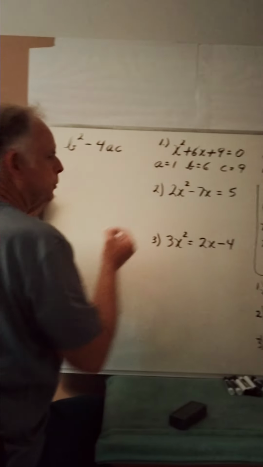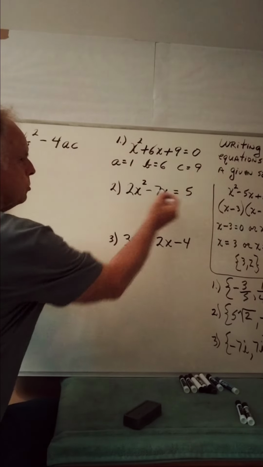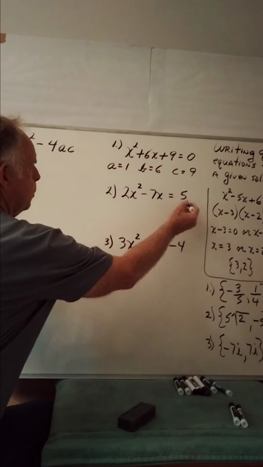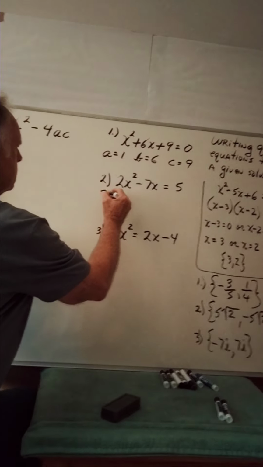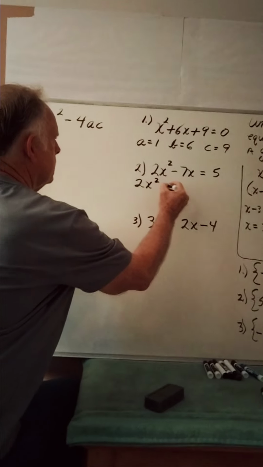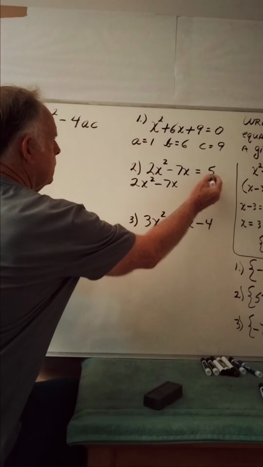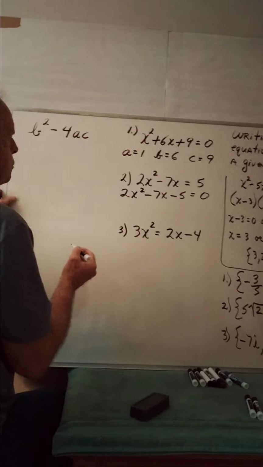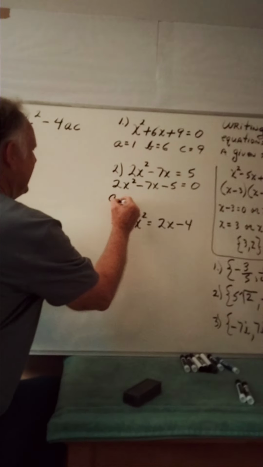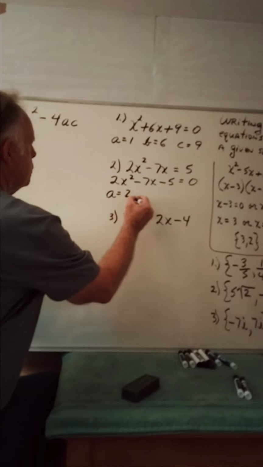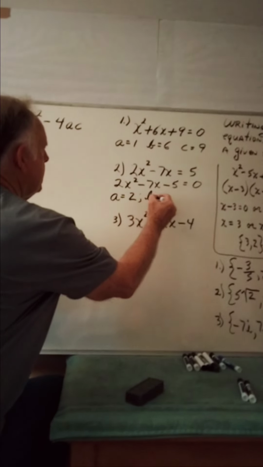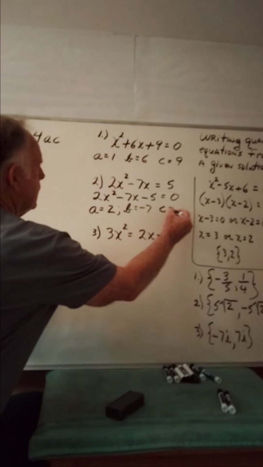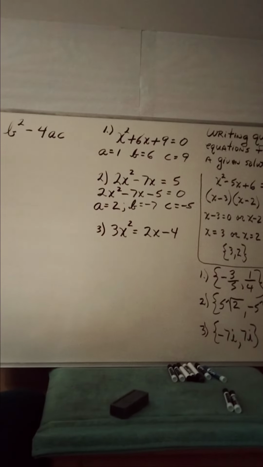Let's go to number 2. Number 2 is not ready. We need to move the 5 over to the other side, and we'll have to change its sign. So we'll have 2x squared, negative 7x. Move him over and change his sign. Negative 5 is equal to 0. A is equal to 2. B is equal to negative 7. C is equal to negative 5.